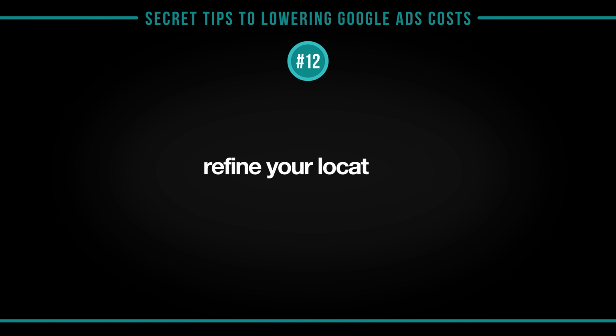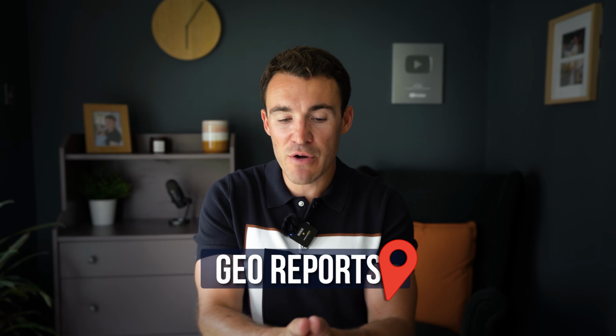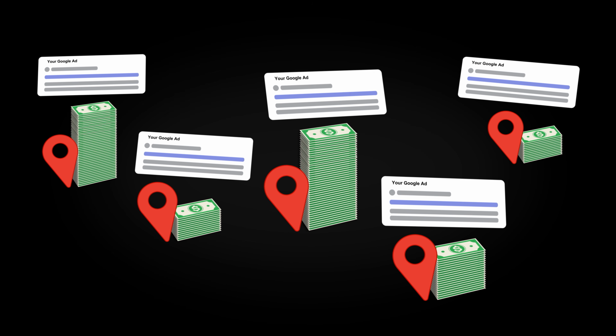Number 12 is to refine your locations. You can use geo-reports to work out which regions just don't work as well for your business, which are particularly expensive, and just stop advertising there. You can absolutely get more specific and focus more of your budget on more profitable locations, more profitable geographies, and that can absolutely reduce your costs.